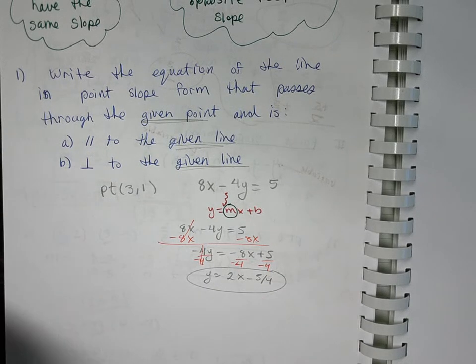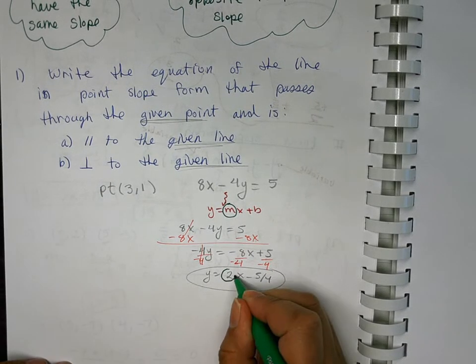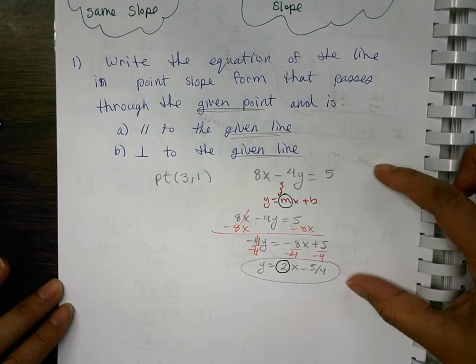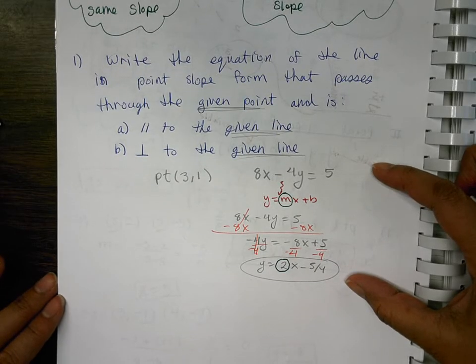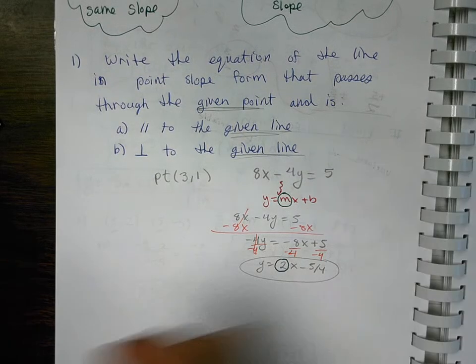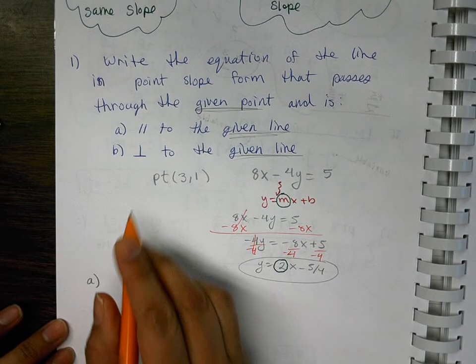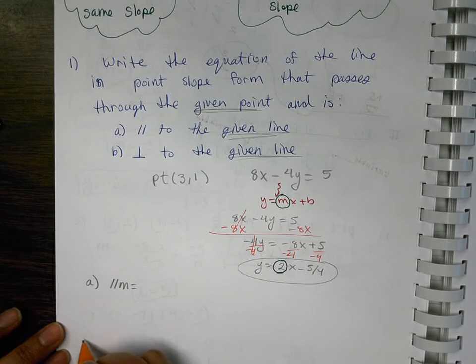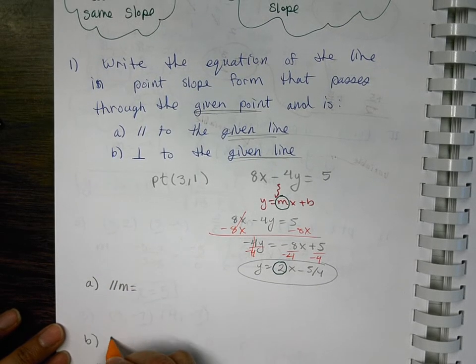What is the slope for this line? 2. And look how easy it is. This right here is the hardest part of this problem. This is it. So after you find this, part A is asking for the parallel slope, and part B is asking for the perpendicular slope.